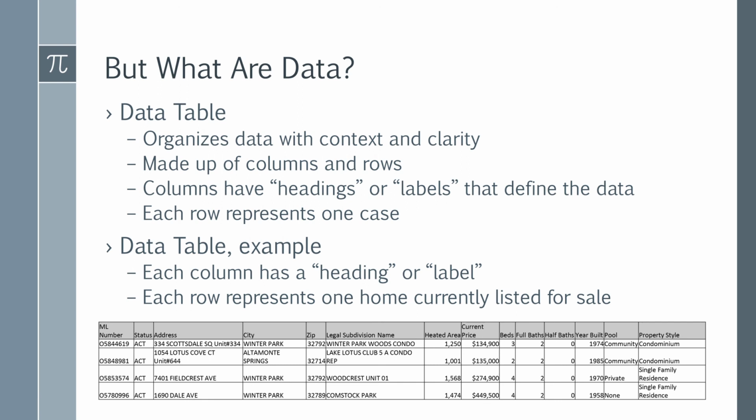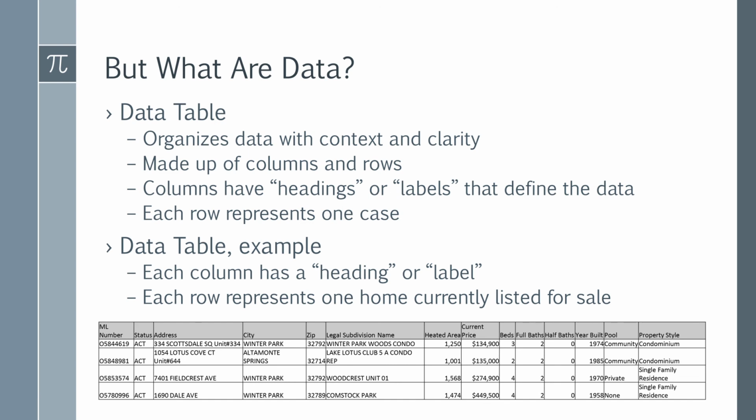So if we look at this example, this is a data table. It's a small data table of some properties that are currently listed for sale. Each row represents one property, and then the column headings represent and label each column, so that brings some context and clarity as to what you're looking at in each column. So for example, if we look at the status column, we can see that it's active, so they're actively for sale. It shows us the address, the subdivision, the heated square feet, the current price, and so forth. So you can look at this small data table and understand what it is that you're looking at.